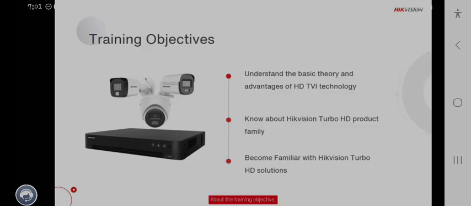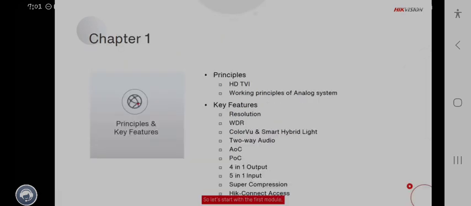About the training objective, it is mainly about to understand the basic theory and advantages of Hikvision Turbo HD TVI technology, and to get familiar with Hikvision Turbo HD solution and get to know about our Hikvision Turbo HD product family. So let's start with the first module, the Hikvision Turbo HD TVI analog principle and the key features.